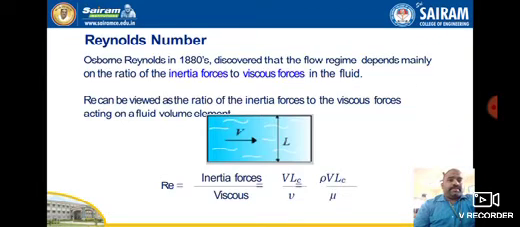Okay. So the next dimensionless number is the Reynolds number. The Reynolds number is the ratio of inertia forces to viscous forces in the fluid. So you know that the relation is V Lc divided by nu, and also we can write it as rho V Lc divided by mu. By taking these two relations we can find out the Reynolds number. This Reynolds number helps to find out whether the flow is laminar or turbulent. This is also one of the dimensionless numbers.